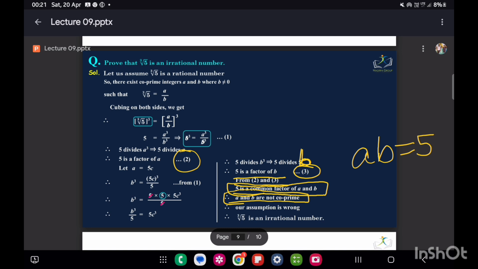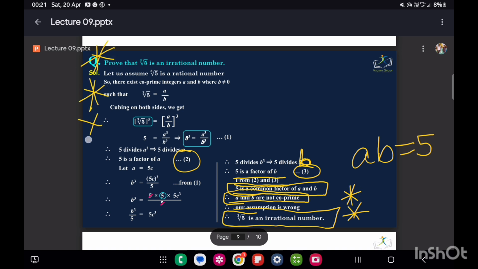Our assumption that the cube root of 5 is rational is wrong. Hence we prove that the cube root of 5 is an irrational number. This is an important problem, don't forget this type of question. Many questions have been repeated. I have explained it in very easy steps. Before analyzing the question, write it once or twice, then only you will understand these problems. Thank you, students.